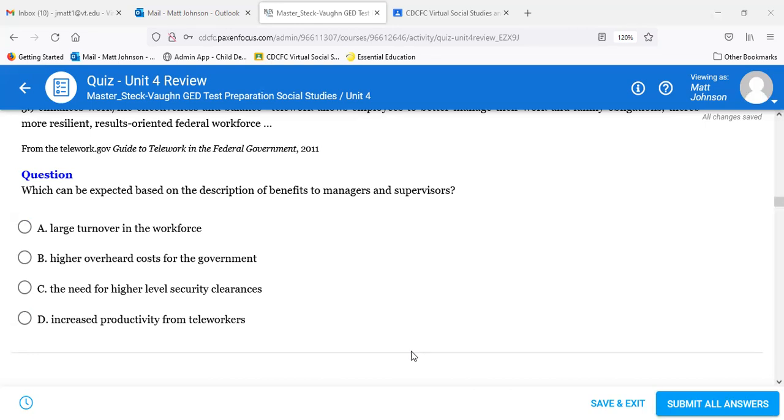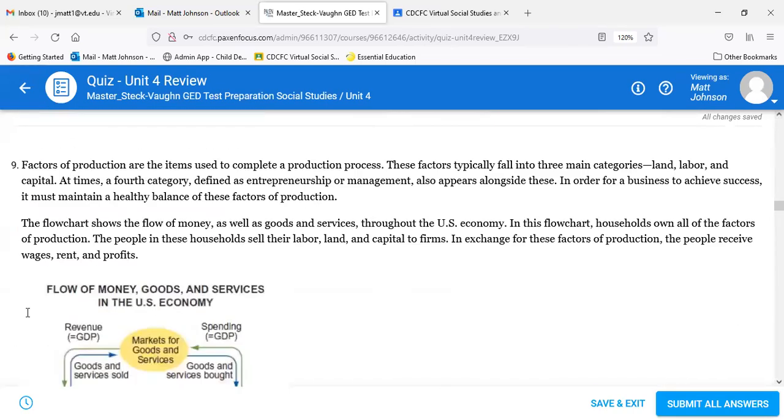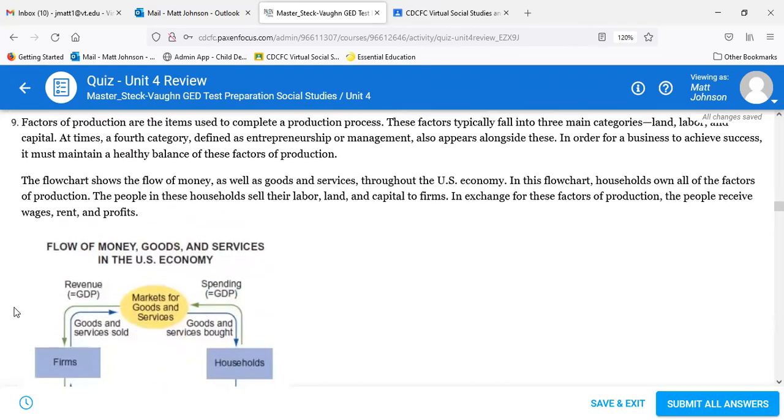Is it D? D. Yeah, and you can see that would be a benefit for both, right? For your worker, your manager, and your supervisors. So D as in dog, increased productivity from telework. Okay. All right. 8, D as in dog.